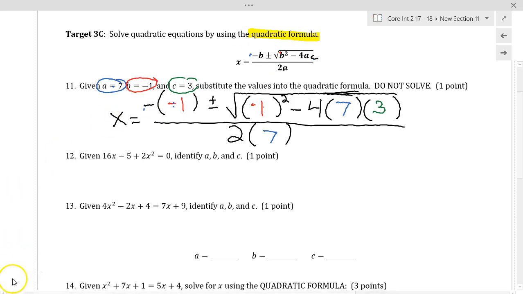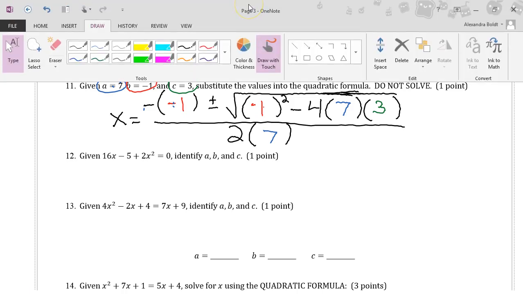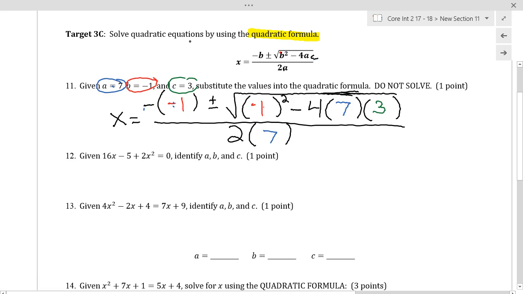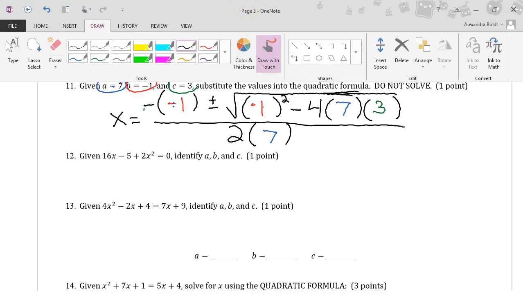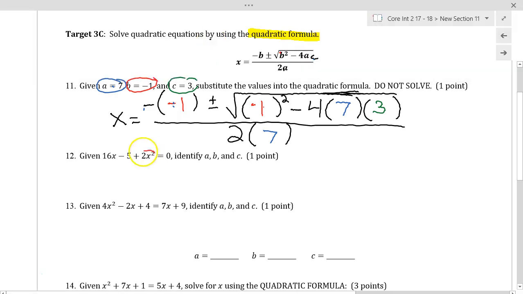All right, let's look at number 12. Number 12 says, given 16x minus 5 plus 2x squared equals 0, identify A, B, and C. Remember, A, B, and C have to be in the right order. They have to be in that standard form. Our highest exponent comes first, positive 2x squared. Then, just our regular variable is positive, so I need plus 16x.